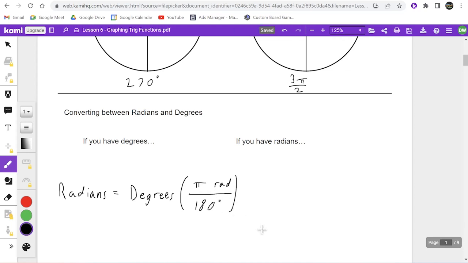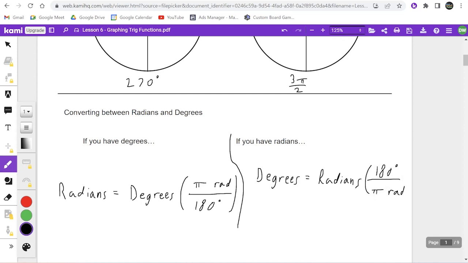That's how you get to radians if I give you degrees. And then if you want the opposite, in other words, you have radians and you want to get to degrees, well then the equation is simply degrees equals the number of radians I gave you, and then you multiply that by the opposite. Numerator 180 degrees, denominator pi radians.